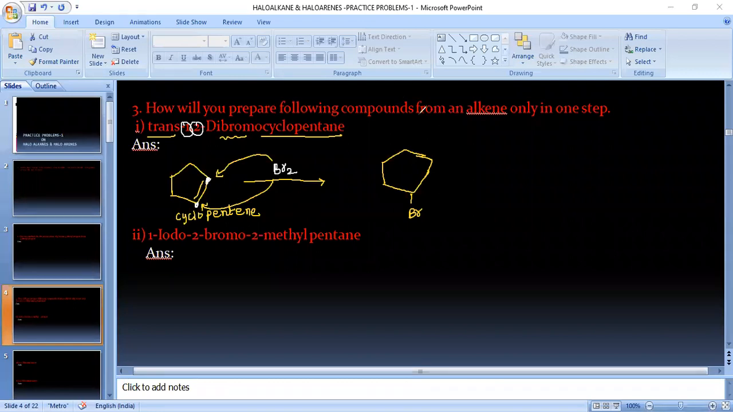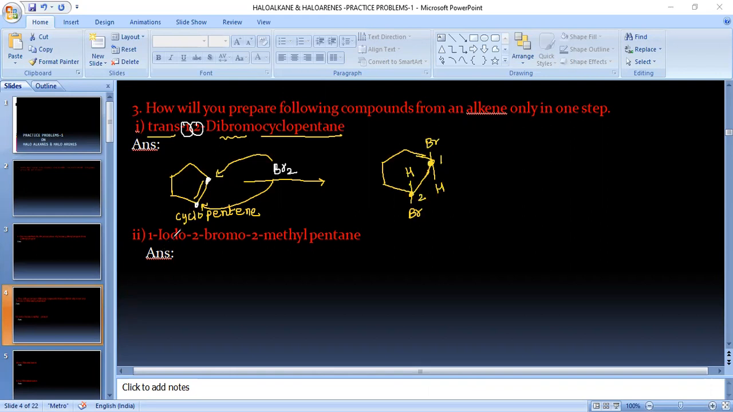See, let it be here, there is also hydrogen. Now here we just draw bromine; what will be opposite to it? This one bromine, and here should be hydrogen. So this is the trans-1,2-dibromocyclopentane. Like this we will get the answer. Very simple. Okay, next go to the second one.